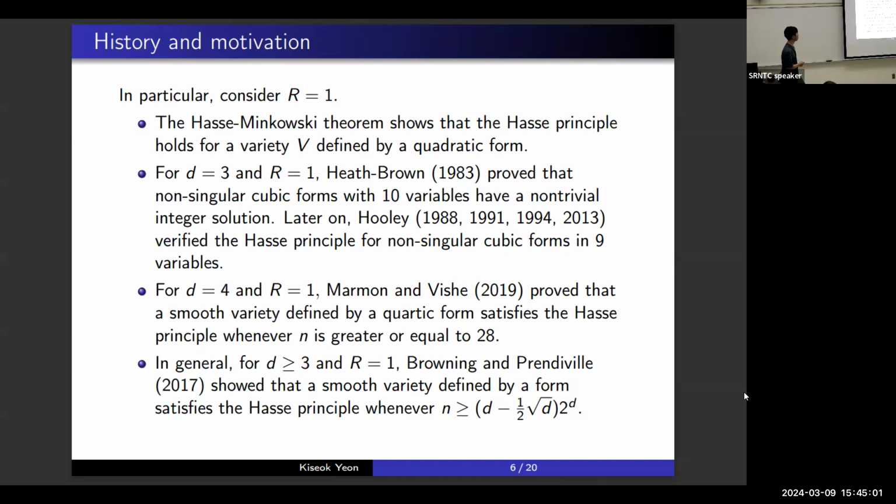For a quartic form, in 2019, Marmon and Vishe proved that a smooth variety defined by a quartic form satisfies the Hasse principle when the number of variables is at least 20. In general, Browning and Prendiville proved that a smooth variety defined by a form satisfies the Hasse principle when the number of variables is this amount. This is an exponential function in d, so it is a huge number of variables.